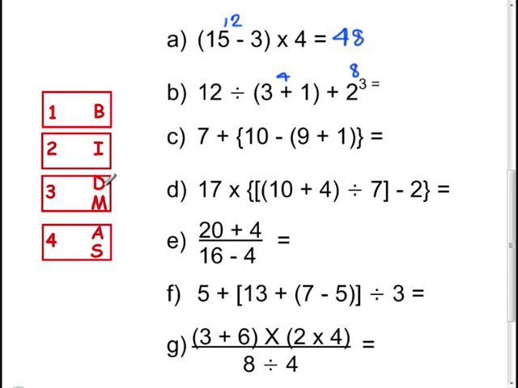Next on the list, we have to look for any division or multiplication that might need to get done. And here we do have division. So I've got 12 divided by 4. How many groups of 4 are in 12?